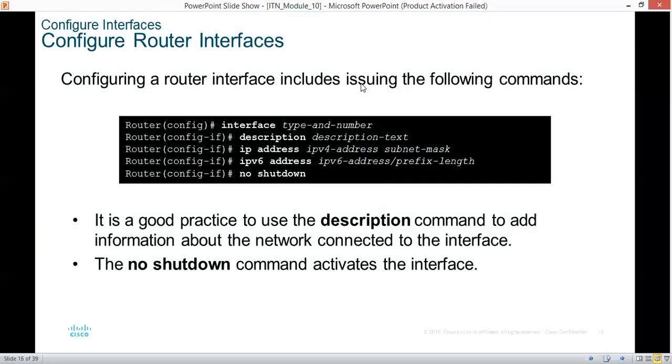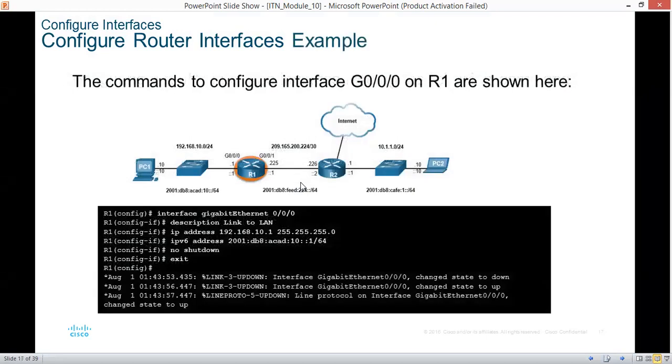And then the interface. The interface comes in handy at the global config mode. You just enter your interface, and then you can give a description, and then the IP address, in case it's IPv6, and then you issue no shutdown. Always remember to issue no shutdown to bring up the interface administratively. So here is a configuration for a typical network to configure the gigabit 0/0 on R1 as shown.